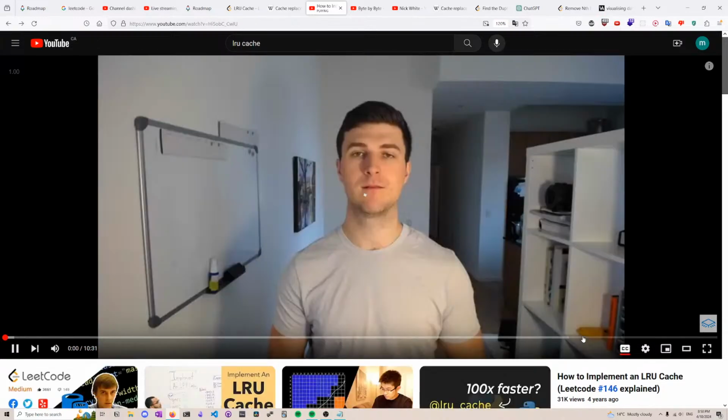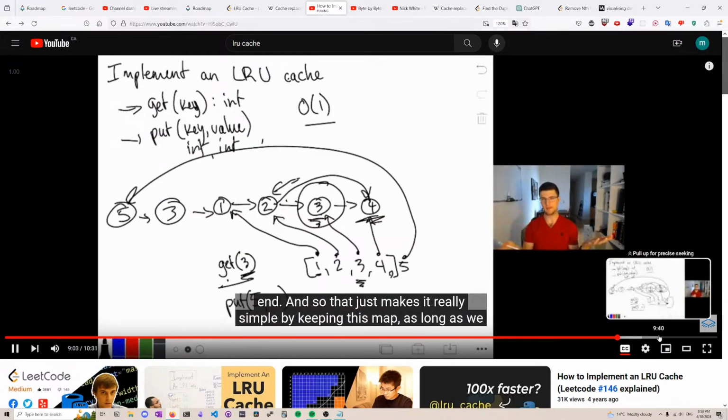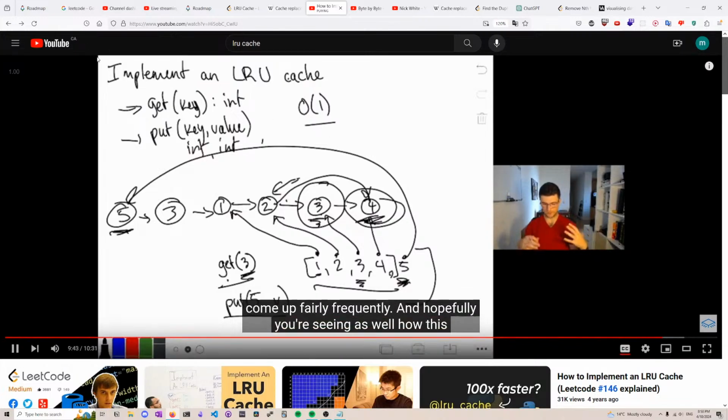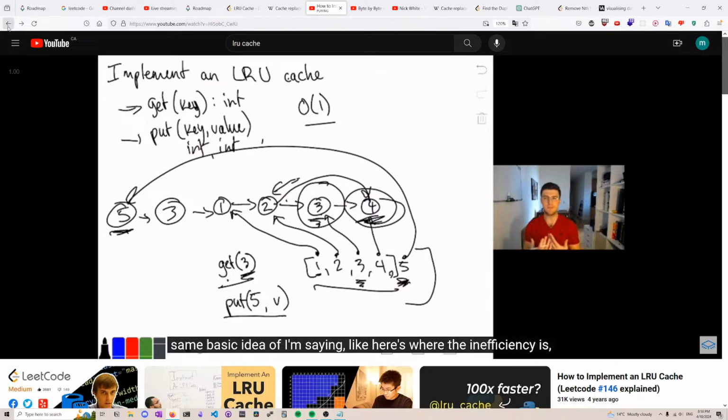The advantage of the doubly linked list as well is that we're adding and removing at the beginning and the end fairly frequently. And hopefully you're seeing as well how this is slightly different than some of the other problems we've done, but it's the same basic idea.